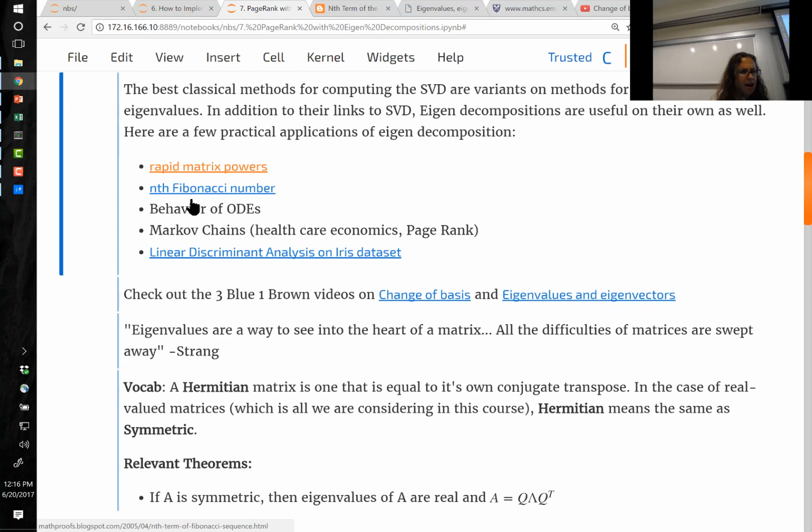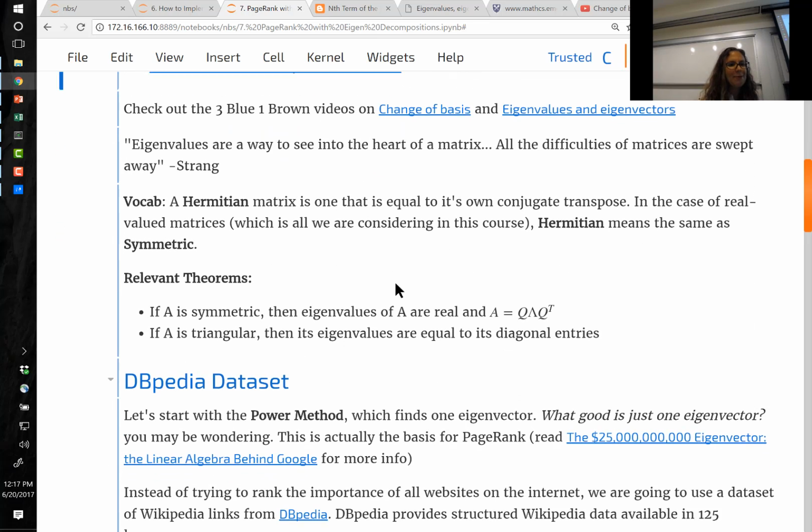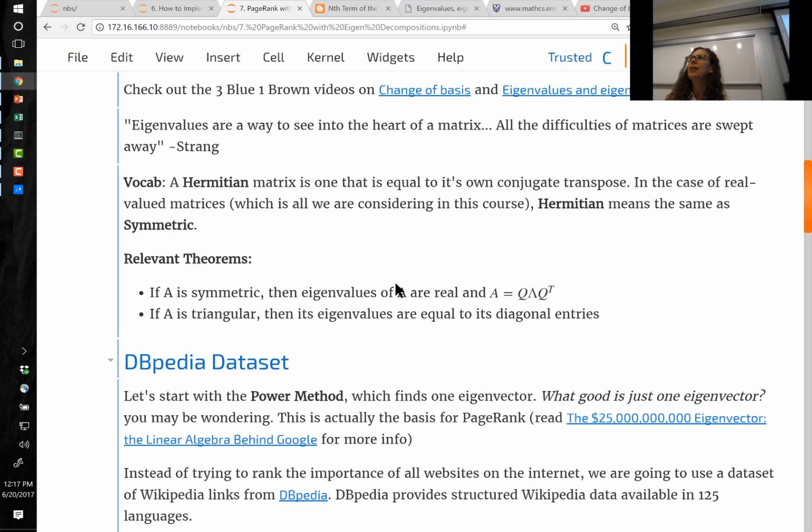And then we're not going to get into this in this class, but the behavior of ODEs. If you're interested in the long-term behavior of ODEs, what you'll often end up needing to do is finding the eigen decomposition. And then Markov chains, which we will be seeing today. So we watched the 3Blue1Brown video. Gilbert Strang, who's written a classic linear algebra textbook, had a nice quote: "Eigenvalues are a way to see into the heart of a matrix. All the difficulties of matrices are swept away." There's something really fundamental about a matrix that's expressed in its eigenvalues.